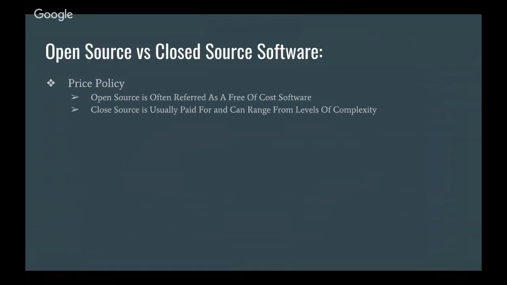So the first thing I'm going to talk about is price policy. Open source is often referred to as free software. It can, however, have costs for extras like assistance, additional services, or added functionality. Thus, you may still pay for a service with open source, but closed source software is usually paid software, and costs can vary depending on the complexity of the software and how much you're willing to pay.